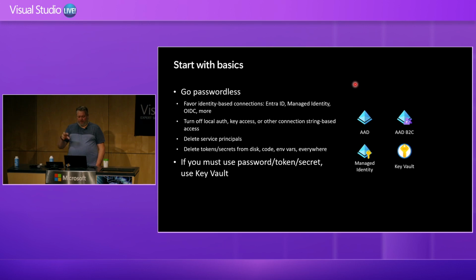And then make sure that you are always deleting service principals and tokens and secrets from disk, environment variables, everywhere, if you're not using them anymore. And then if you must use passwords, for example, your function app is connecting to some external system that doesn't have any notion of Azure Managed Identity or even auth of any kind other than a connection string, then you can still do that, but make sure that you save that connection information in Key Vault so that at least it's secured by Key Vault, and your function app uses identity to get it from Key Vault instead of you just saving the password yourself. Cool, so that's the basics.